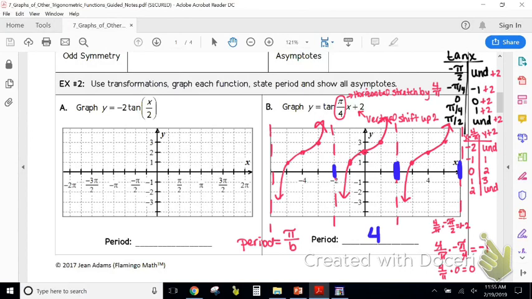So let's check that out on example 2a because I don't have the graph there and we didn't do the period already. So let's just try the formula there. So my period is pi over, what is b? Well, it was 1/2, because remember, it's right there, correct? And so if we do keep it, change it, flip it, we got pi times 2 over 1, which is 2 pi.